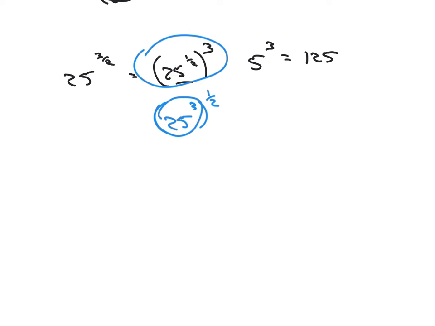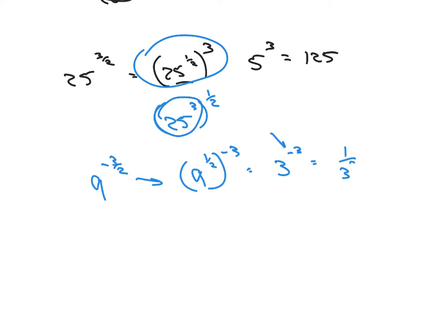Okay, so 19. Got 9 to the negative 3 halves. Okay, that can be written as 9 to the 1/2 to the negative 3. So what is 9 to the 1/2? What is the square root of 9? 3. And this negative, remember, it just means that this number and this number are in the wrong place. And that's a lot easier to write as 1/27. So it works best if you can keep that fraction in the parenthesis.